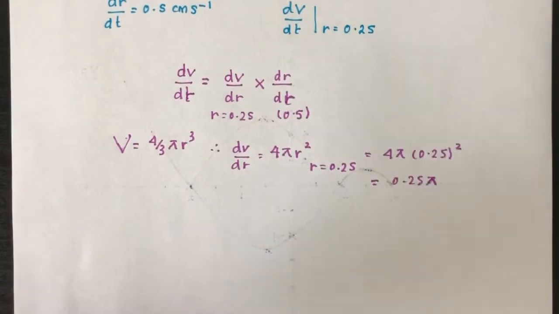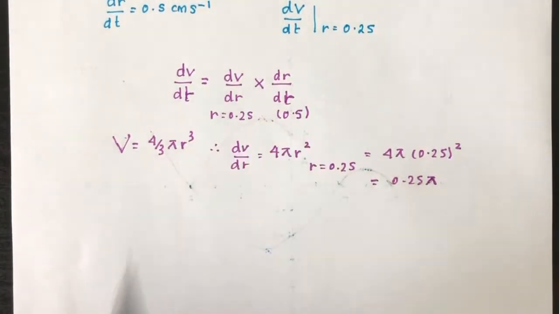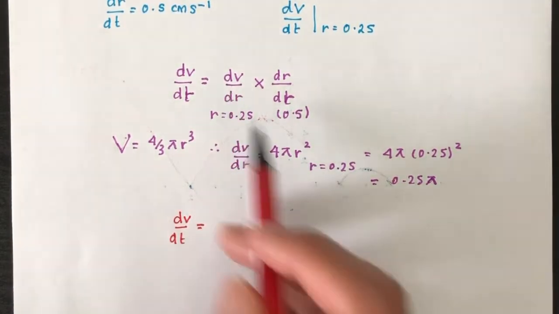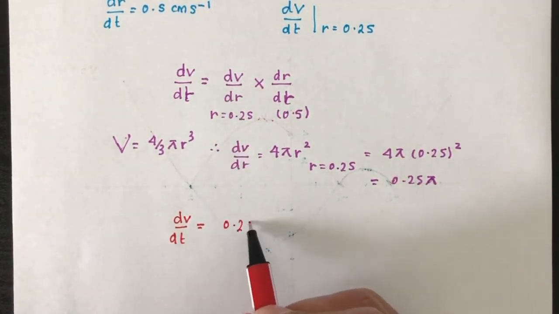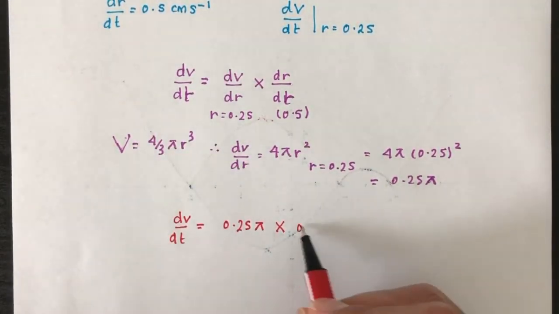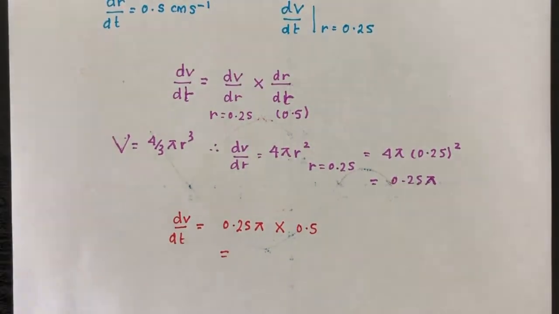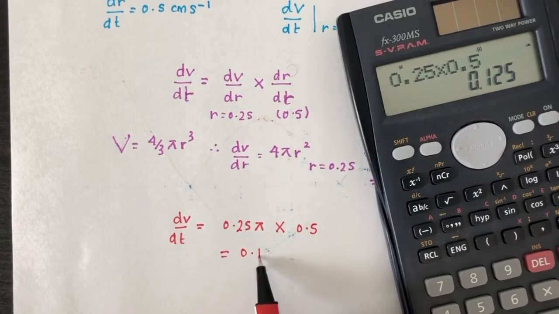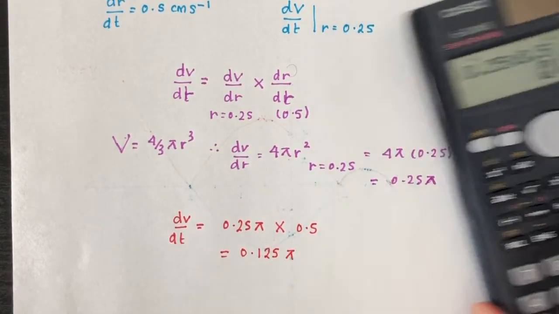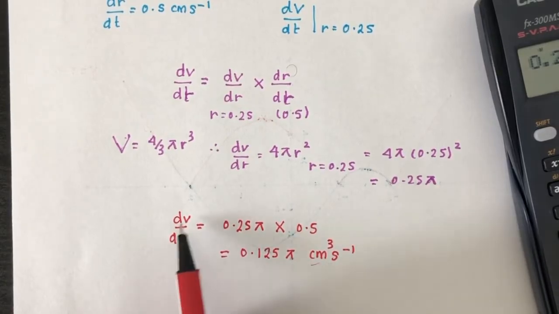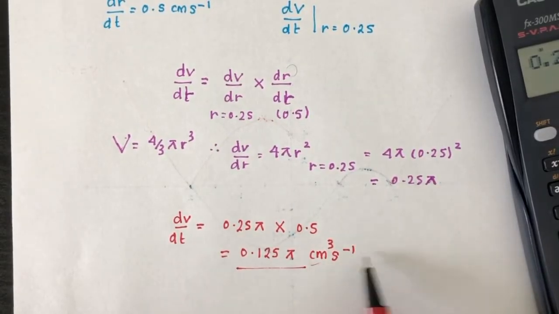That's why. Now the next step is to replace back in the equation. So dV by dt is equal to dV by dr, which will be 0.25 pi, times dr by dt, which is 0.5. It is given to us. So now let's do 0.25 times 0.5. That will be 0.125 pi, and that will be centimeter cube per second. Cube because it is volume, and time will be per second. So this will be your answer for question number 2.